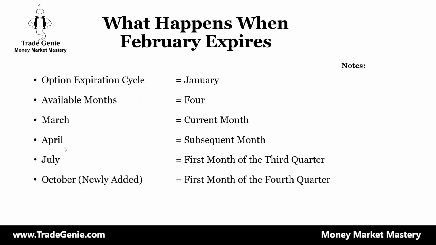When February expires, March is there, because it was added last time, so it becomes the current month. April was there, so it stays as the subsequent month. July is there, so it stays there.